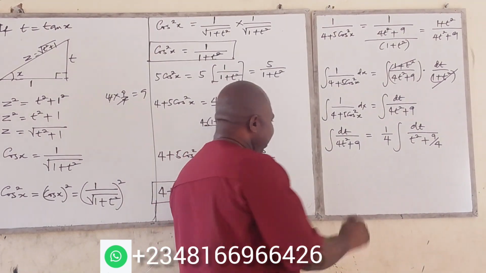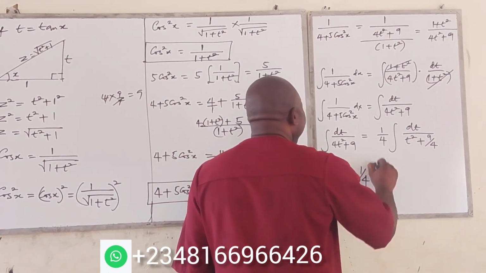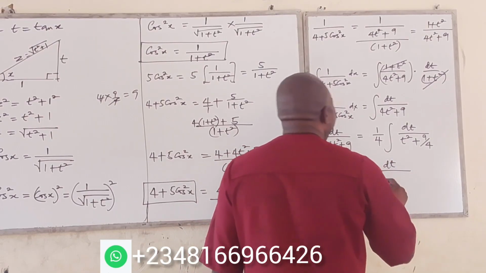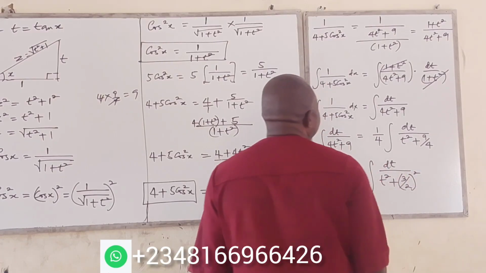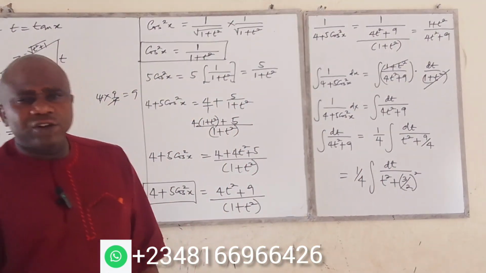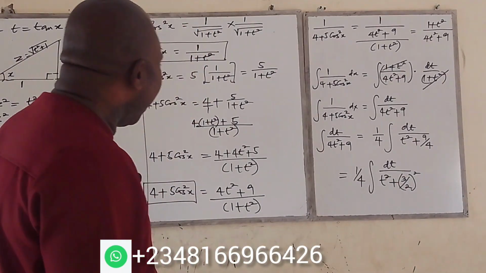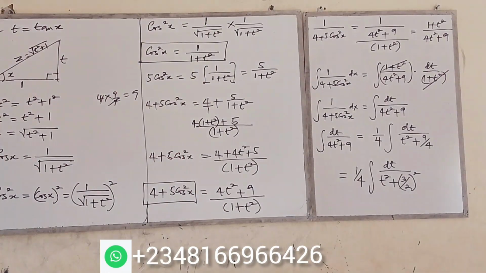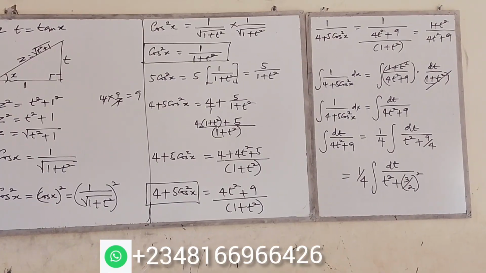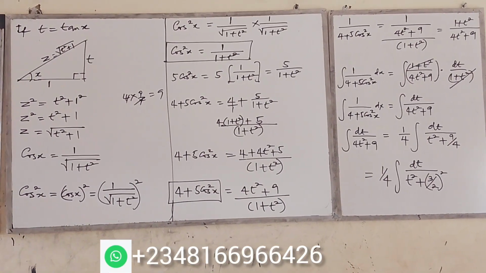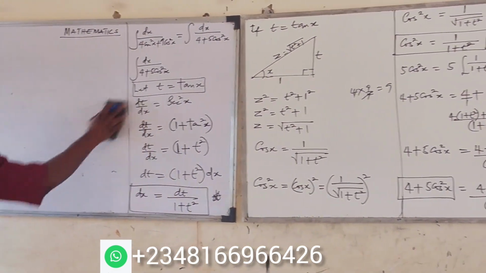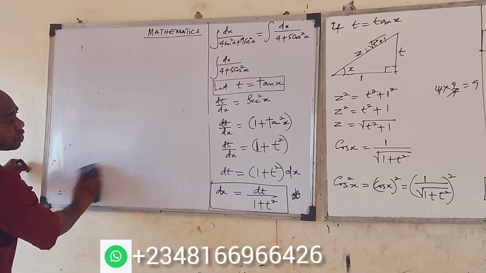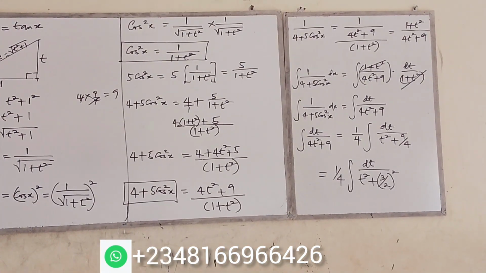So the whole of this is the same as 1 all over 4 integral dt all over, here we have t squared plus (3 all over 2) all squared. Yes, (3 all over 2) all squared is 3 all over 2 times another 3 all over 2. Now let's look at this again. Here we have 1 all over 4 integral dt all over t squared plus (3 all over 2) all squared. Now let's recall.